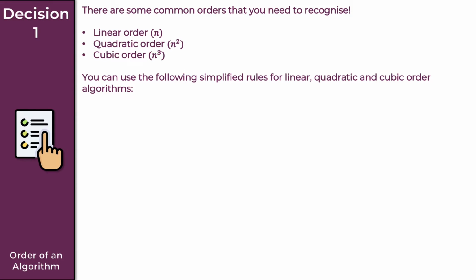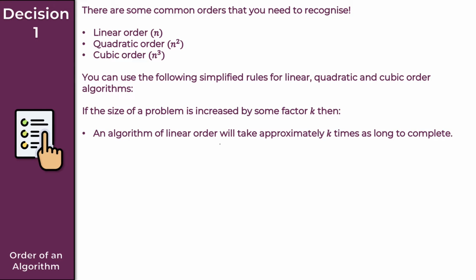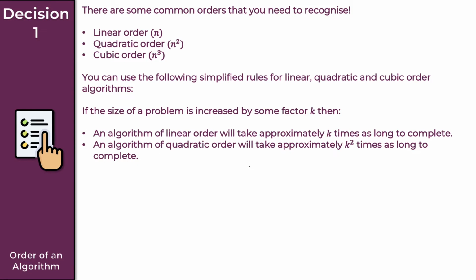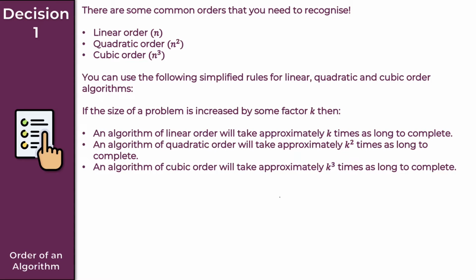Now we can also use the following simplified rules for linear, quadratic, and cubic order algorithms. And please do commit to learning these rules. These won't be given to you in your formula book, and they won't be given to you as part of the question. So, if the size of a problem is increased by some factor k, then an algorithm of linear order will take approximately k times as long to complete. An algorithm of quadratic order will take approximately k squared times as long to complete. And finally, you might have guessed this, an algorithm of cubic order will take approximately k cubed times as long to complete.